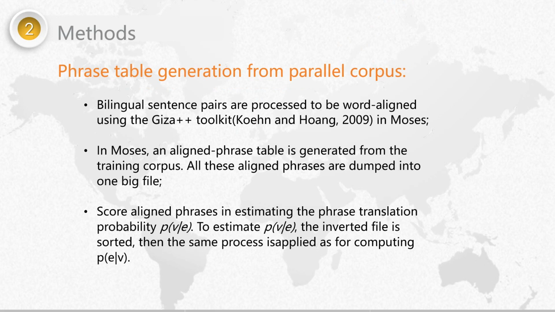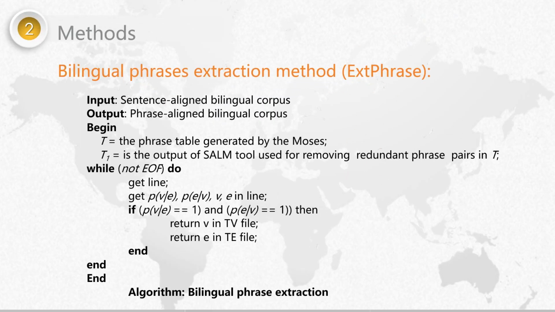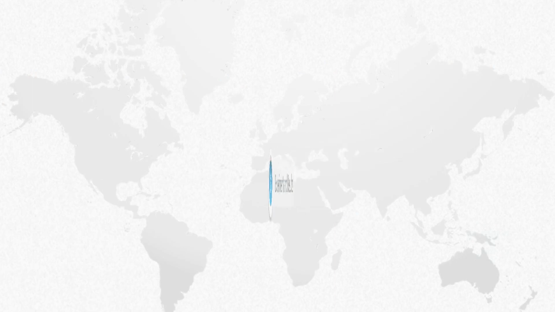So we use the GIZA++ toolkit on Moses to score the aligned phrases to select the good quality phrases, and add them into our training set. This is our phrase selection algorithm.